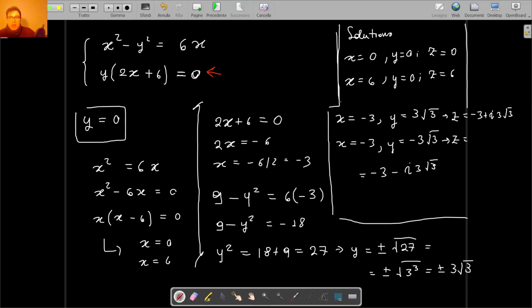So we can see that these two solutions, the complex solutions, are actually complex conjugates. This is a very important consequence of the theory of algebraic equations. So with this exercise I will stop here, and we will continue with more exercises on solving complex equations.